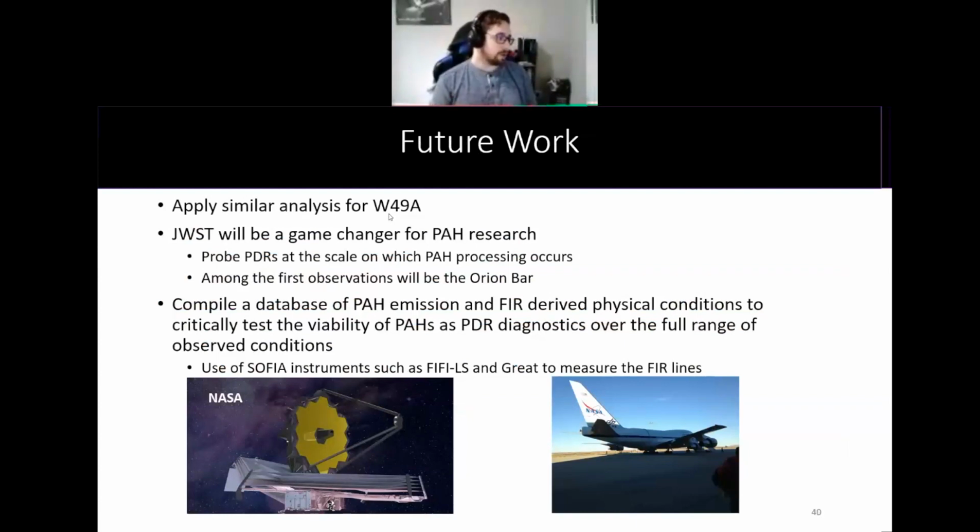So for future work, we're also applying a similar analysis to that done for NGC 133 and IRAS 12063 to the star-forming region W49A, which is comprised of many different ultra-compact H II regions and is often considered to be the galactic analog of star-forming galaxies. That will be instrumental in allowing us to perhaps extend our spatially resolved relations and use them as a tracer for PDR diagnostics in galactic studies.